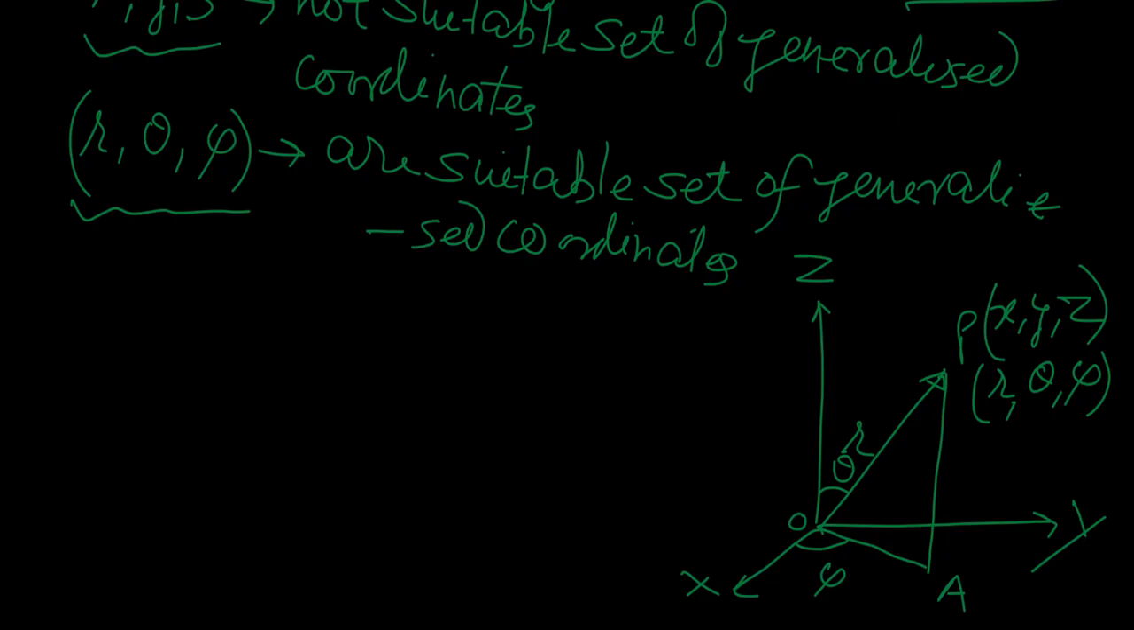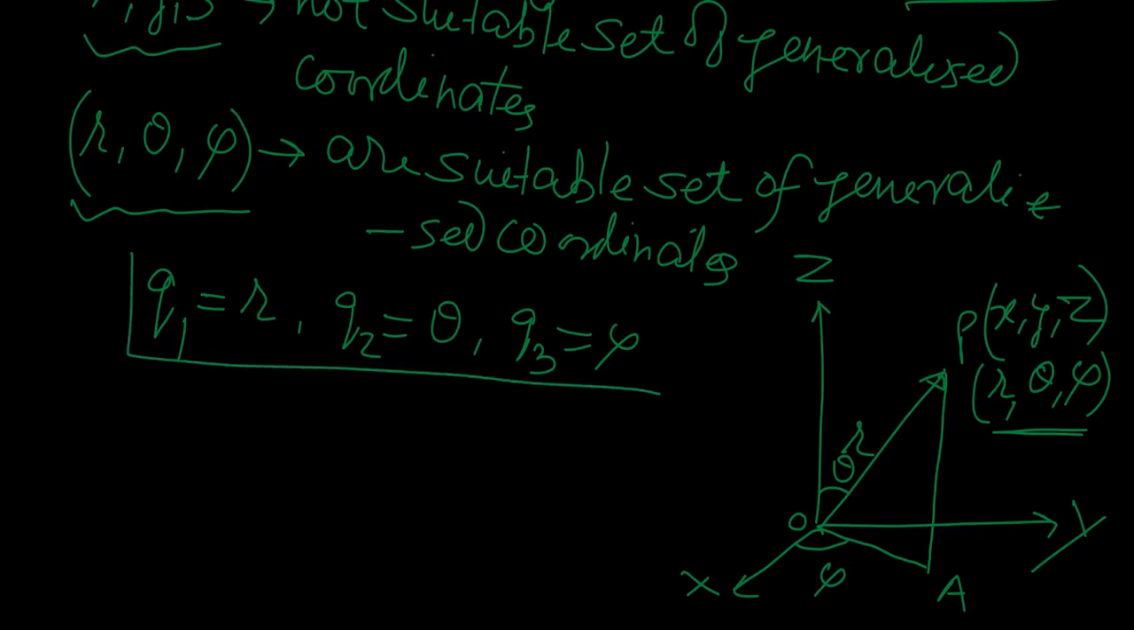If the problem involves a spherical symmetry, I have told you this set of generalized coordinates will be more appropriate. So in this case, we must take q1 equal to r, q2 equal to theta, and q3 equal to phi. These will be the most convenient form of generalized coordinates.